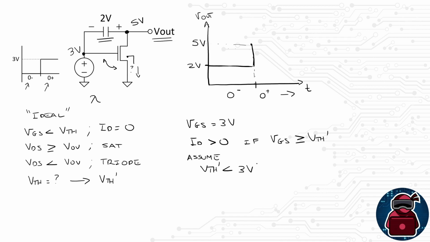If that's the case, then we can say that the device is in saturation as long as VDS is greater than VGS minus VTH prime. If the device is in saturation, it will be acting as a current source, since its VGS is fixed.